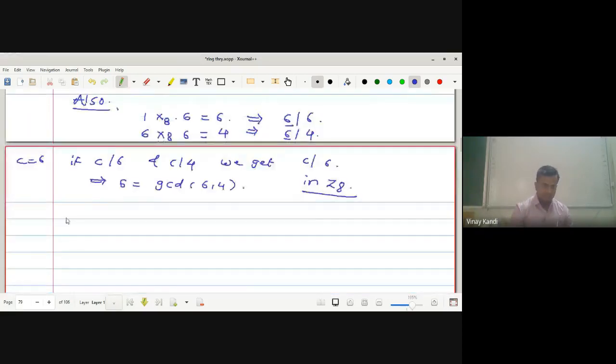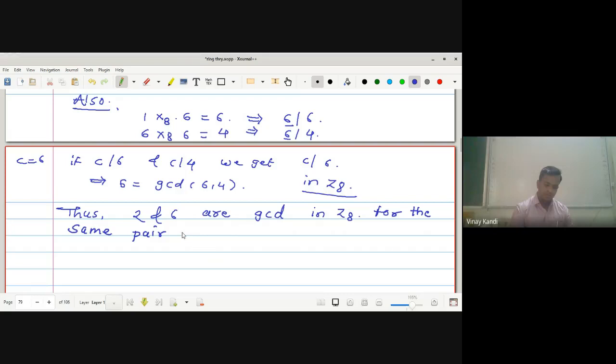Thus 2 and 6 are both greatest common divisors in Z8 for the same pair 4 and 6. Hence, GCD in R need not be unique.